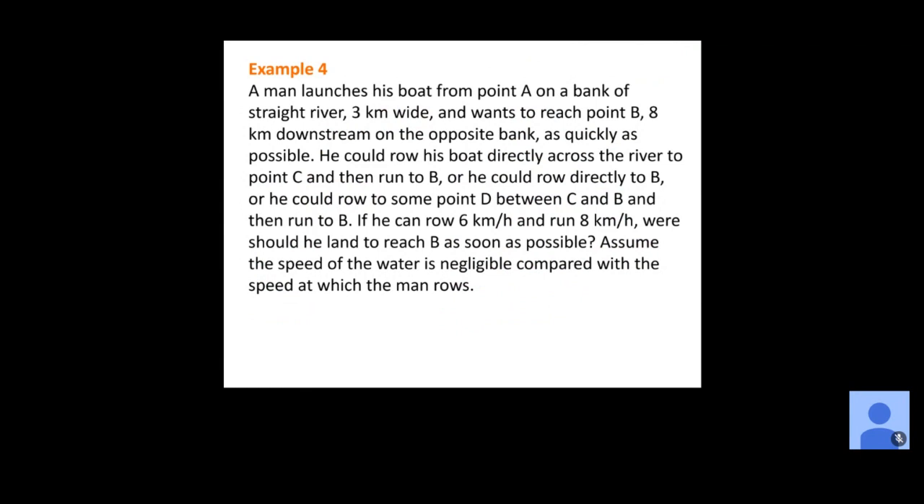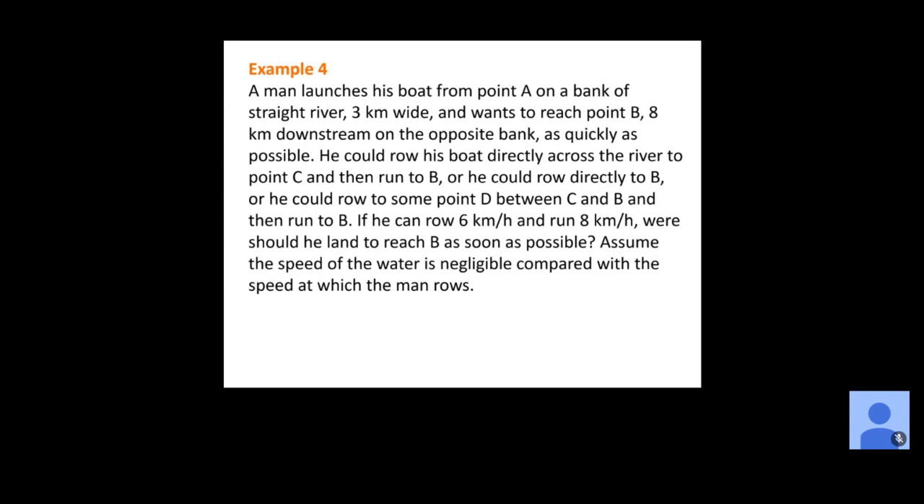Okay. So a man launches his boat from a point A on the bank of a straight river. The river is 3 kilometers wide, and he wants to reach a point B 8 kilometers downstream on the opposite bank. He wants to do that as quickly as possible. His options are: he could row his boat directly across the river to point C and then run to B, or he could row directly from point A to point B, or he could row to some point between C and B and then run to B. Okay? So those are his 3 options, right?